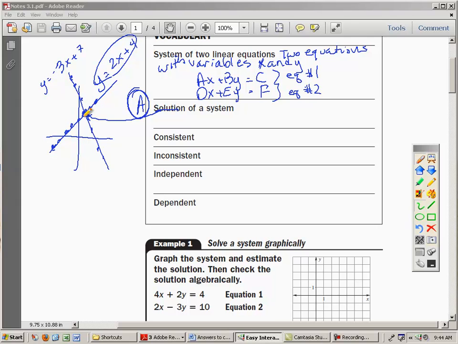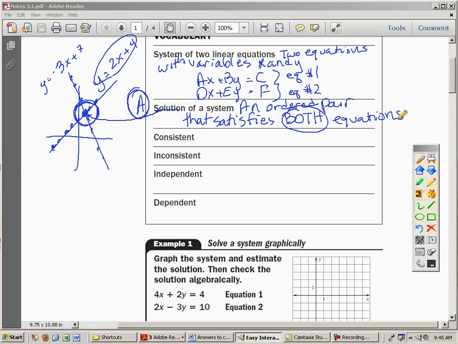So visually, I know that will help for some of you. The solution to a system of equations is that point where those two lines meet. And algebraically, it's an ordered pair that satisfies both equations. And the key word there is both. So I'm going to put that in caps, both equations. It's an ordered pair that satisfies both equations in that system of equations.